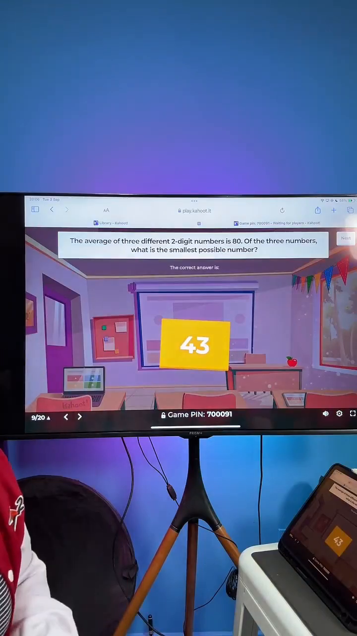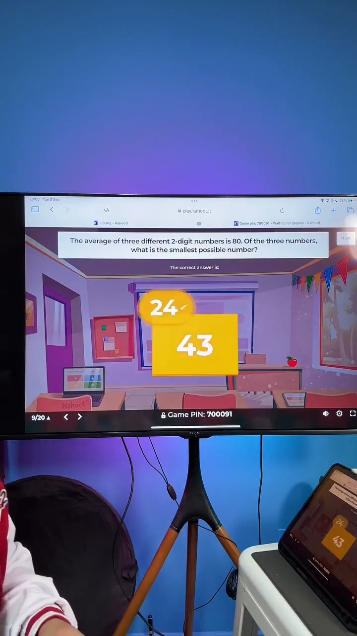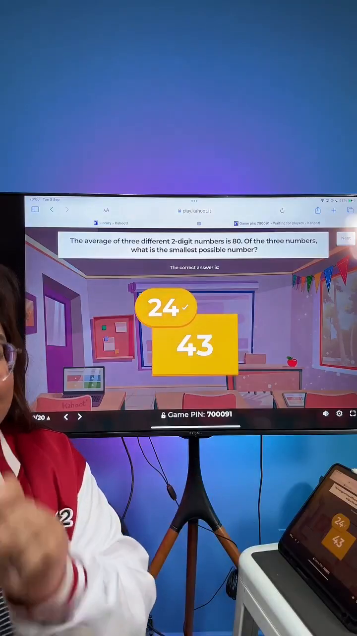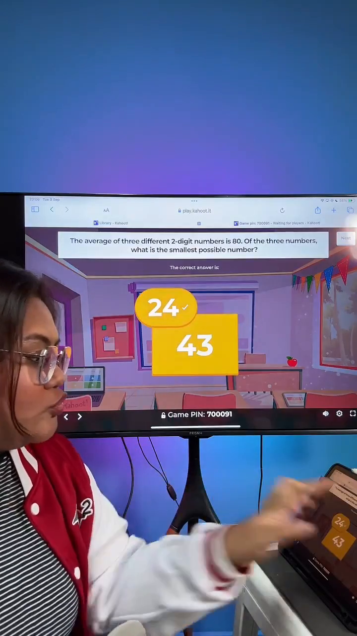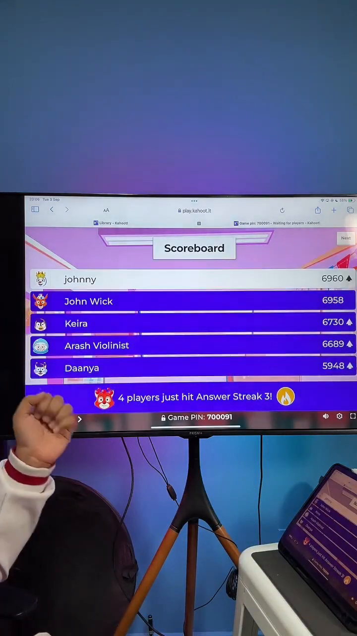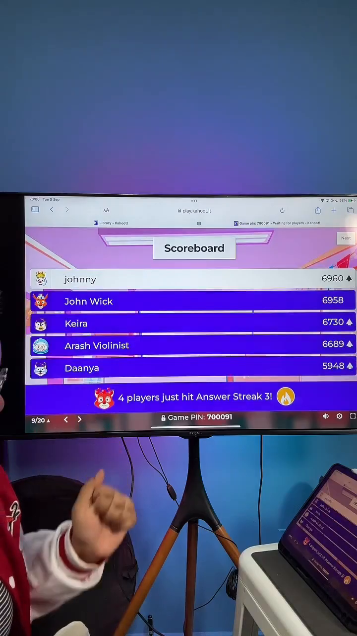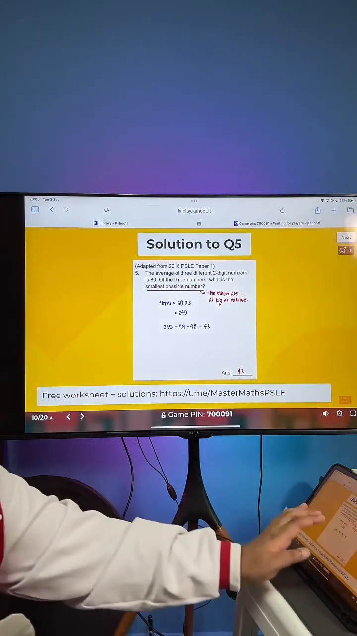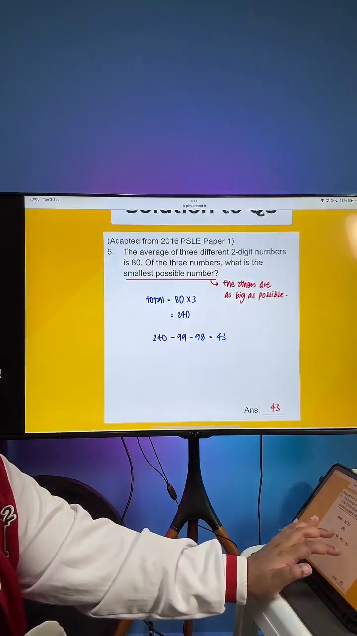Okay, the correct answer is 43. The only answer is 43. Not 42, not 10. So why is that so? Fantastic. Now, why is the answer not 10, not 42?